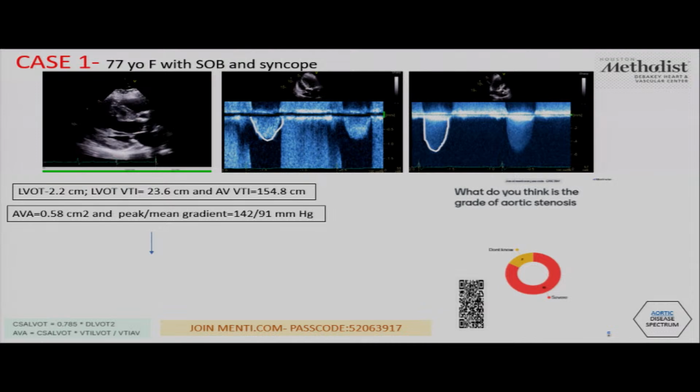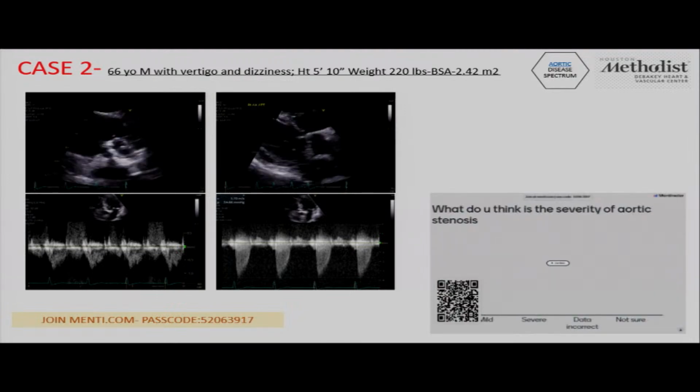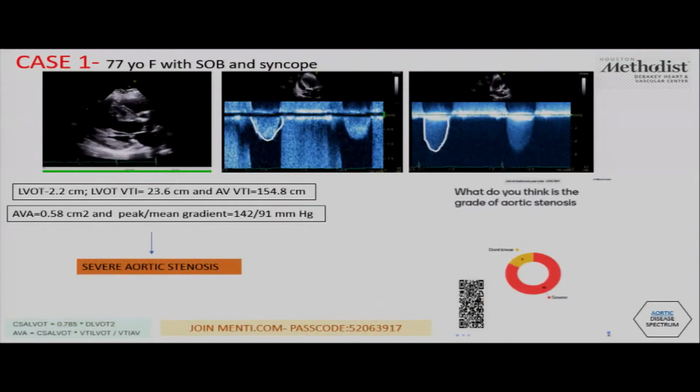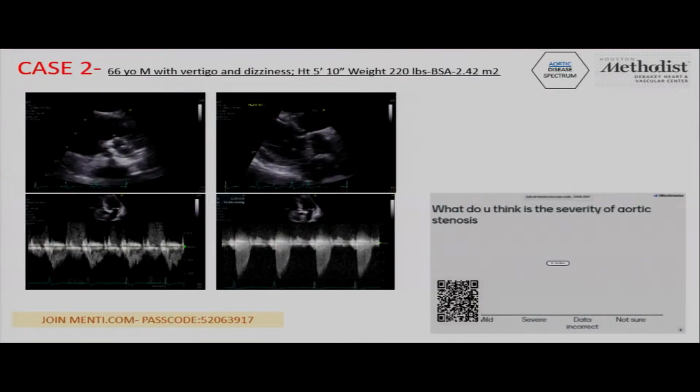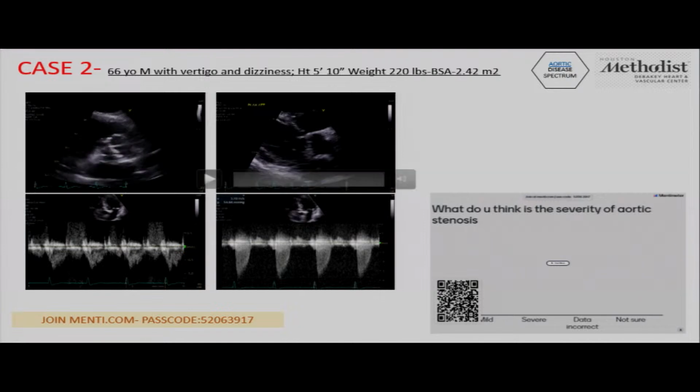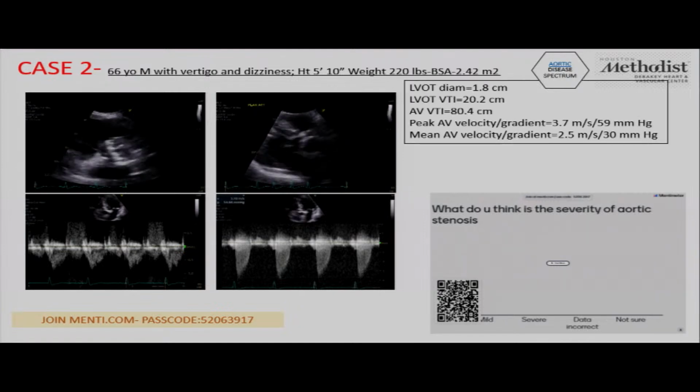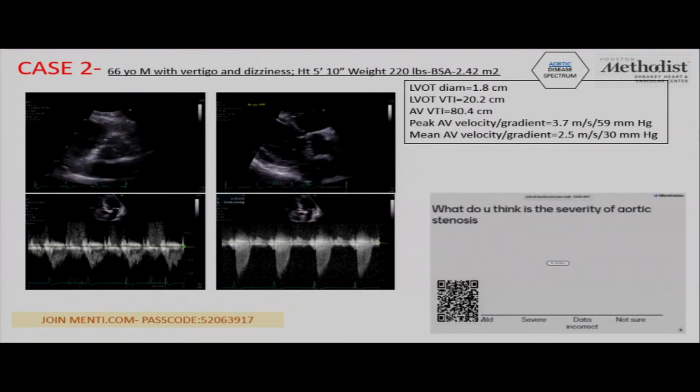Well, I think all of you chose the right answer, which is severe aortic stenosis, right? And obviously, if you look at the valve area too, it's pretty classic severe aortic stenosis. Let's look at this case too now. So mild or severe or data incorrect or not sure?